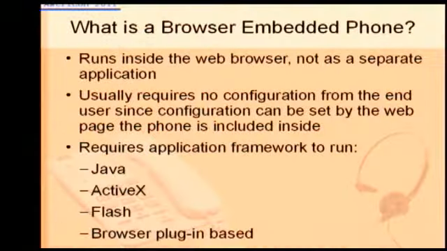What is a browser embedded phone? It runs inside the web browser, not as a separate application, meaning you usually can't kill it in the taskbar if you want. It's a part of the browser. It loads with a web page. Usually requires no configuration from the end user. That's one of the key benefits of it, since configuration can be set by a dynamic web page that the phone's included on. The four application frameworks that web phones have been written for are Java, ActiveX, Flash, and XPI browser plugin.